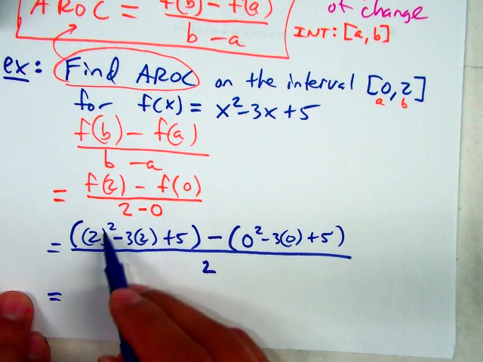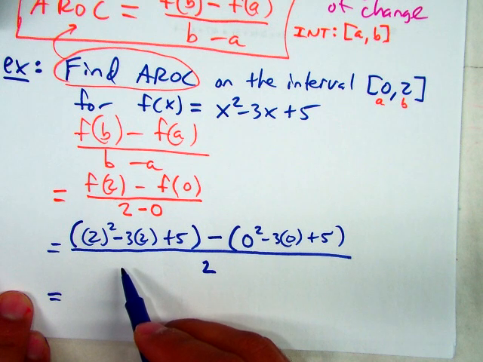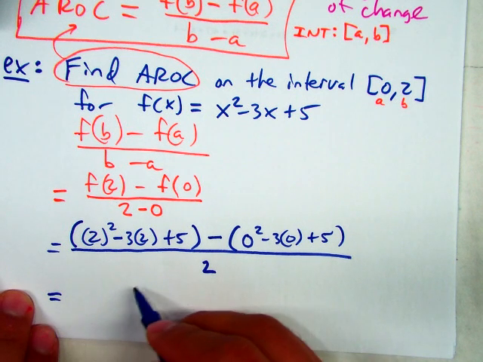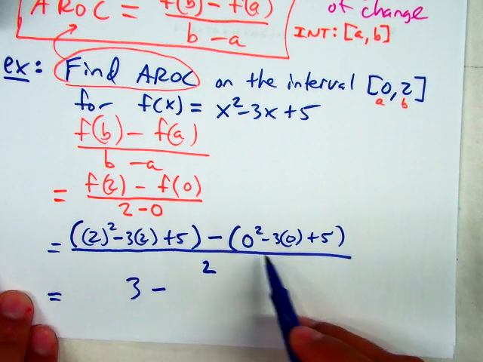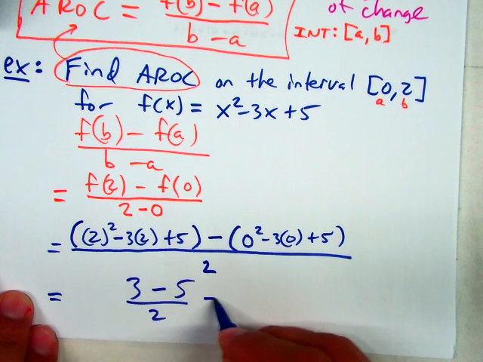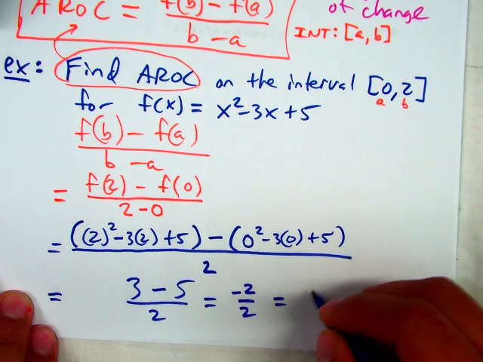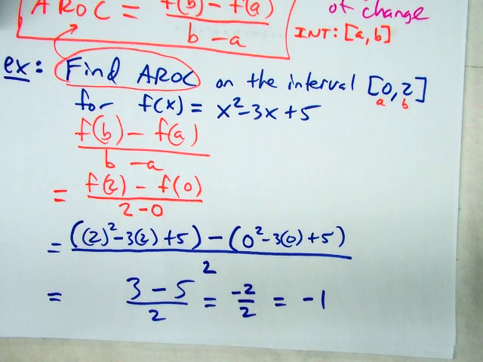2 squared minus 6, negative 2 plus 5, 3. So we're doing 3 minus 3 minus 5. 2 minus, or this is negative 2, right? So this average rate of change is going to be negative 1 here. For the interval, like where it is 0 to 2, yep.